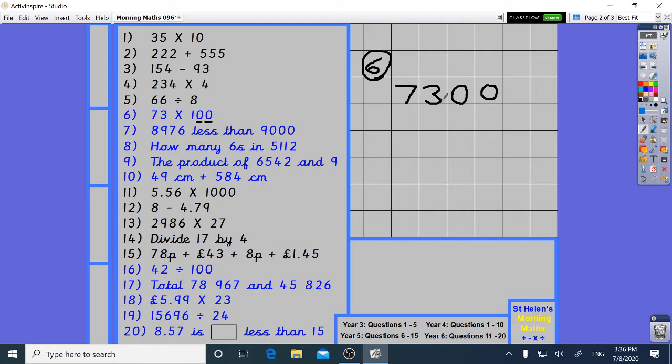Remember from our place value questions, this is 7,300 units, 730 tens, and 73 hundreds. That's why I could say 7,300. Question 7.